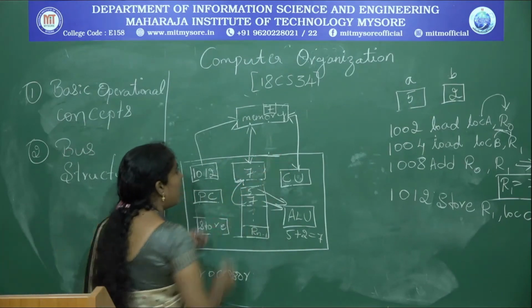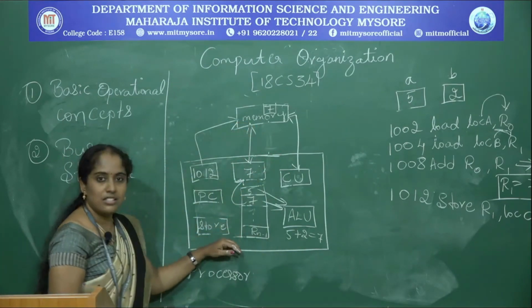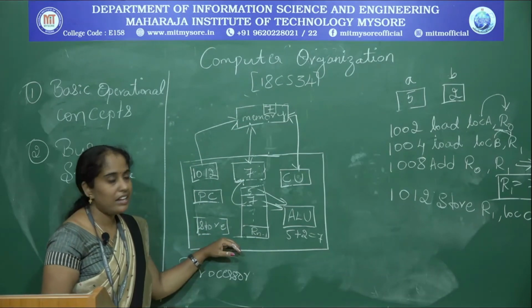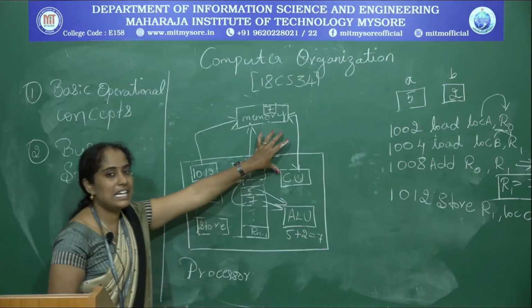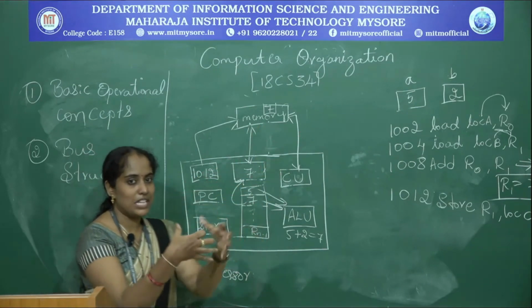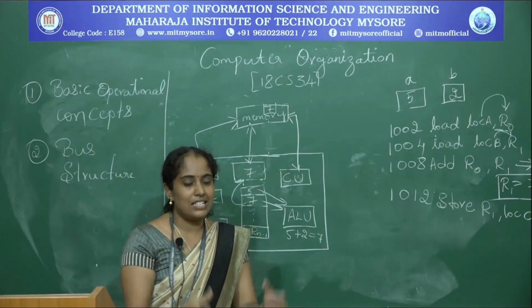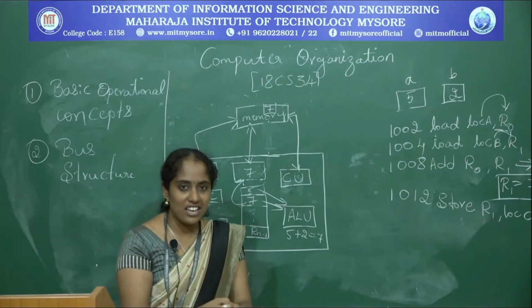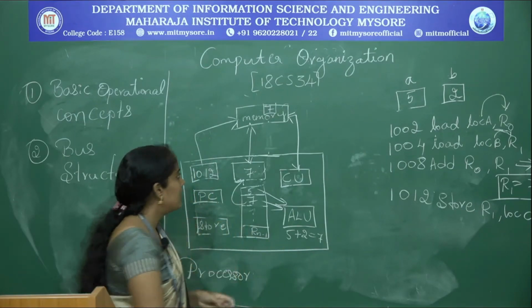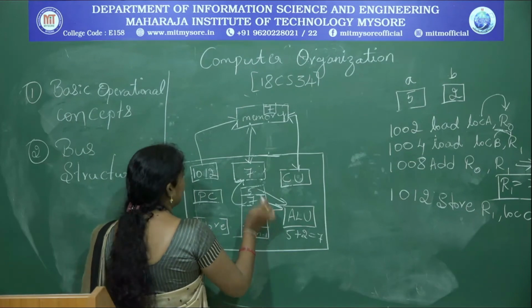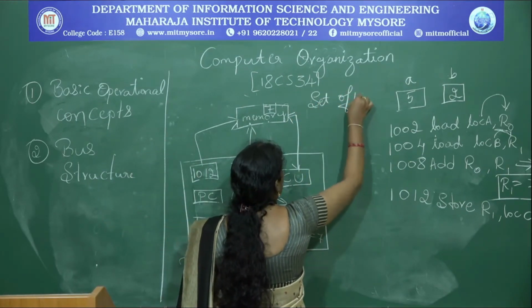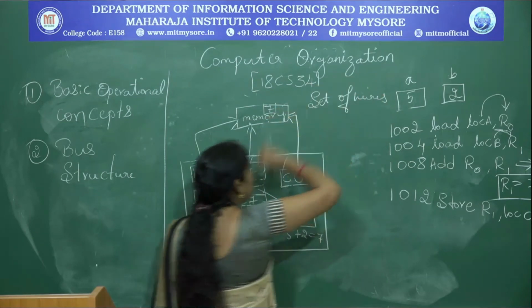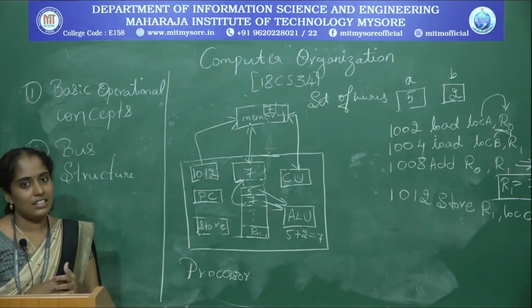So this shows how your memory and processor will communicate with each other, right? Here we are showing these lines. Inside these lines we have a set of wires. That set of lines or set of wires is called a bus. So what do you mean by bus? It is a set of wires or set of lines, right?